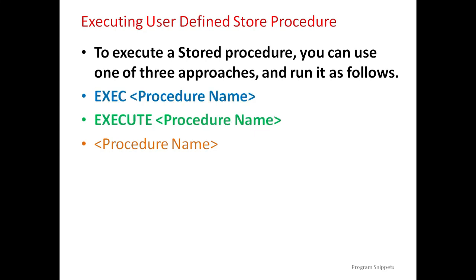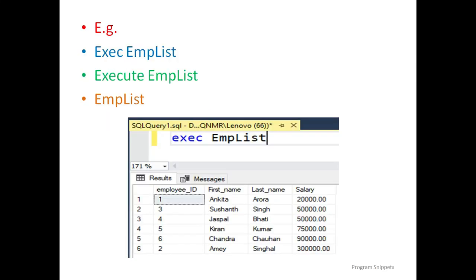To execute the stored procedure, we will use one of three approaches, that is EXEC procedure name, or full EXECUTE procedure name, or only the procedure name. For example, to execute the procedure emp_list that we have created, we will give EXECUTE emp_list or only emp_list. It will display the data from the employee table with fields employee ID, first name, last name and salary that we have specified while creating the procedure.